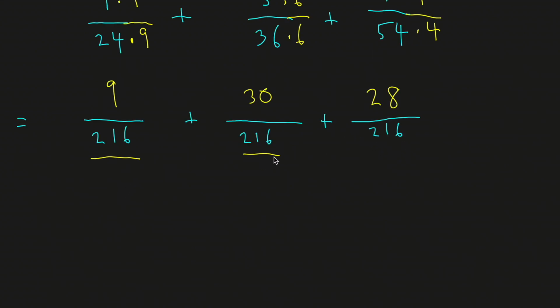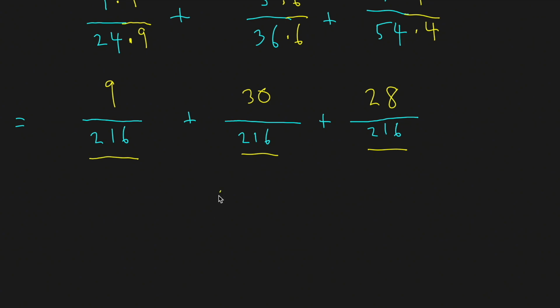Now at last we can add the three fractions, for they have a common denominator. So we get 67 over 216. And that's the answer.